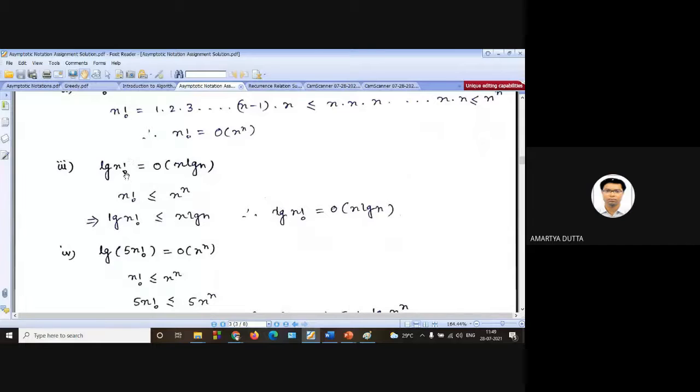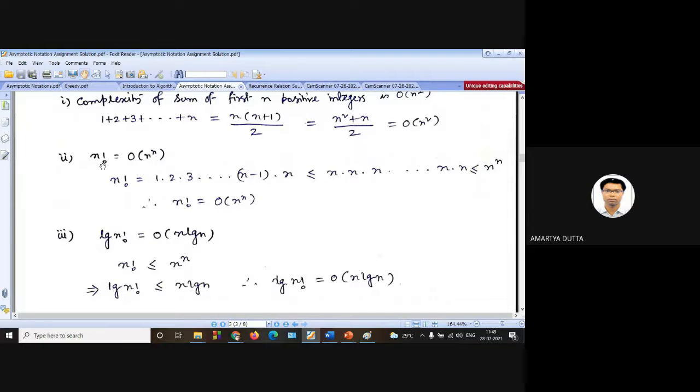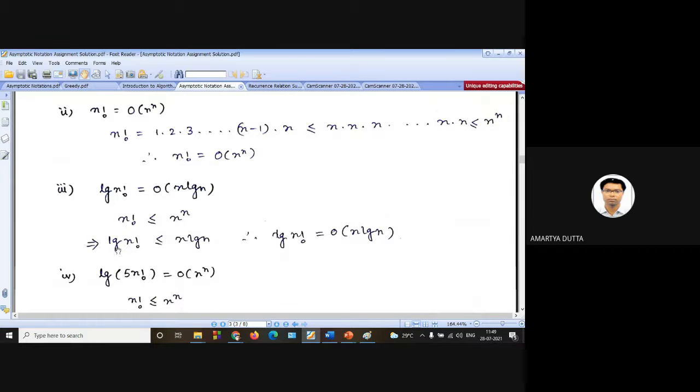Now log n factorial is O of n log n. Very easy. From the previous one, we get n factorial is big O of n to the power n. So if we take log on both sides, we get log n factorial is less than n log n. So we can say that n log n is the upper bound of log n factorial.